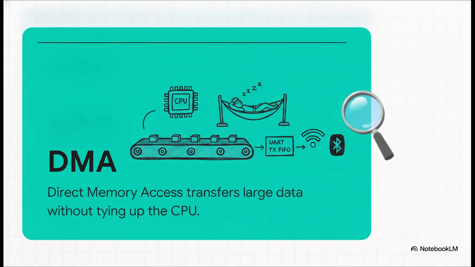And when we're talking about truly massive data transfers, we bring in DMA, or direct memory access. Imagine you have a continuous stream of data flowing to a Wi-Fi or Bluetooth module. Having the CPU manage every single byte of that would create a huge bottleneck. So DMA acts as an automated conveyor belt. It automatically grabs data from memory and feeds it directly into the UART's TX FIFO, bypassing the CPU completely. The CPU literally just sets up the transfer and can go to sleep or work on something entirely different.